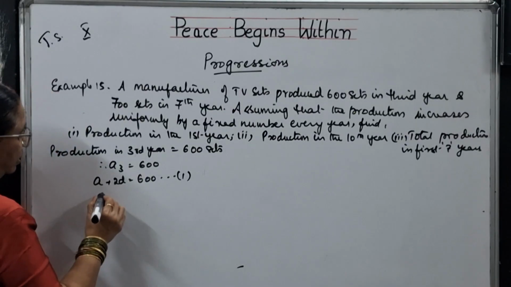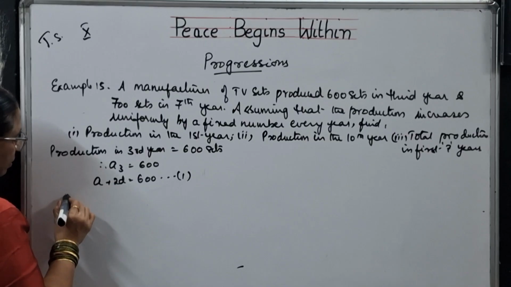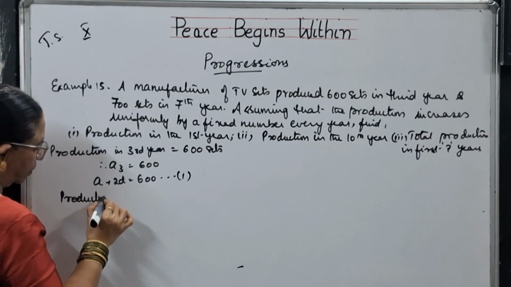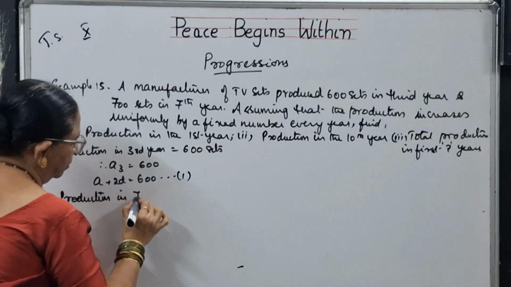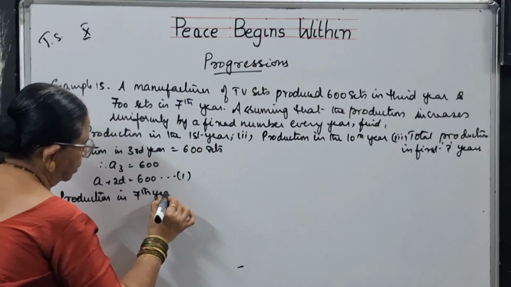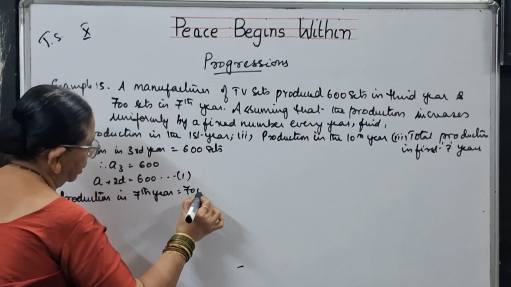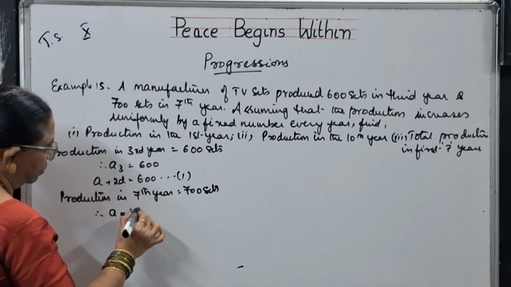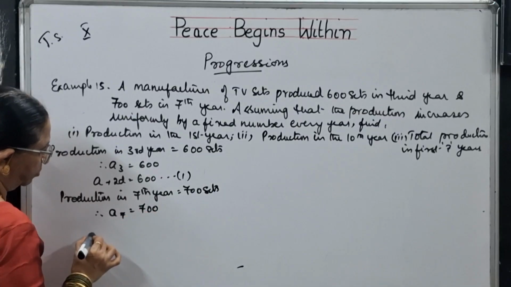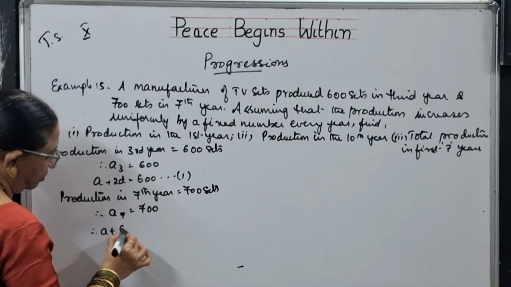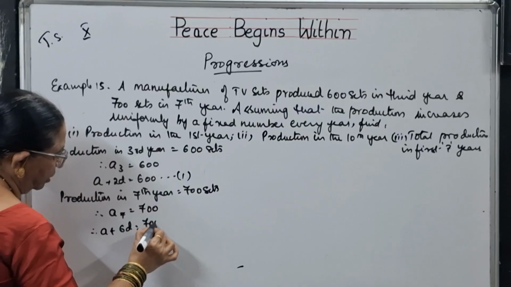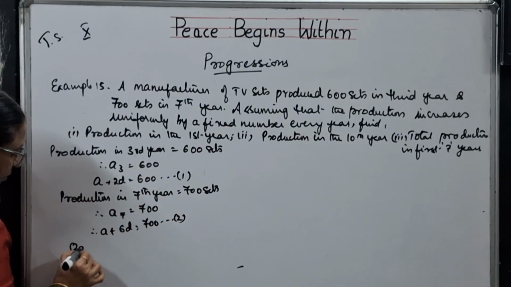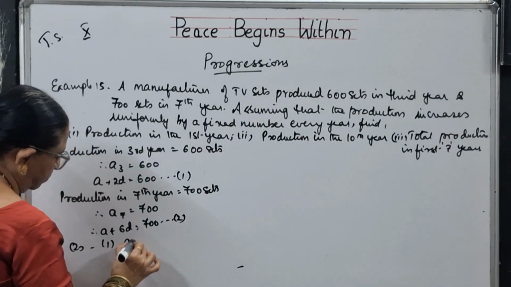Next, 700 sets in the 7th year. That means production in the 7th year is equal to 700 sets. That means what? a7 is equal to 700. That means a plus 6d is equal to 700. This is the second equation. So take the second equation and subtract the first equation.